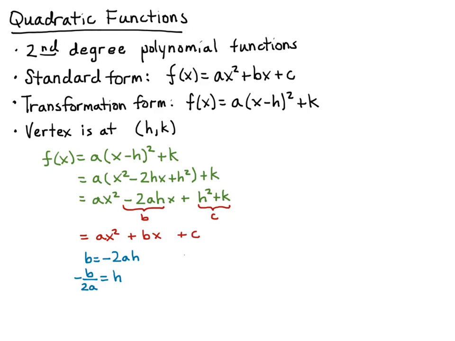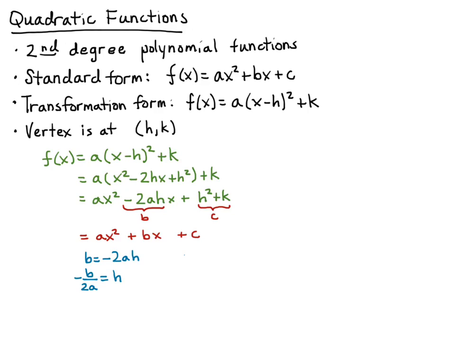If we have b is negative 2ah, and we're going to divide both sides by 2a, what we get is negative b over 2a equals h. Now h is how much we're moving it back and forth. That's also the axis of symmetry. So when x equals h is a really good axis of symmetry, and that's negative b over 2a.